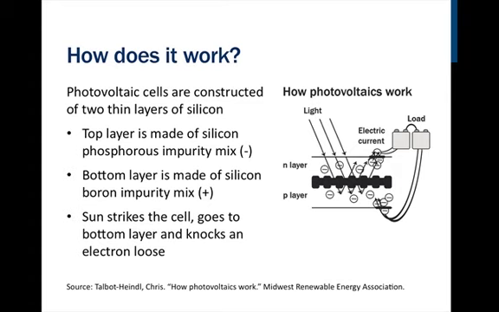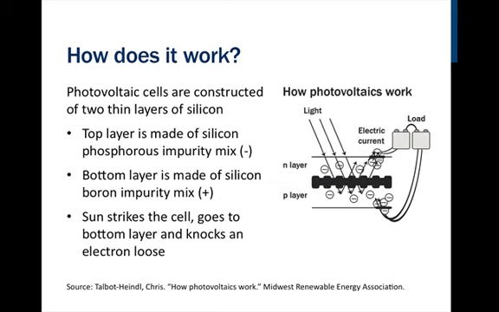Photovoltaic or PV cells are generally constructed of two thin layers of silicon. The top layer is made of a silicon phosphorus impurity mix, and the bottom layer is made of a silicon boron impurity mix. While this is very technical, the important thing to note is that the top layer's components create an overall abundance of electrons, and the bottom layer's components create an overall lack of electrons. As we discussed in the first section, imbalances in electrons make them want to react, and electrons want to travel in the path of least resistance.